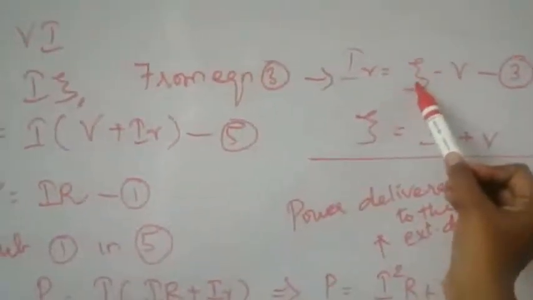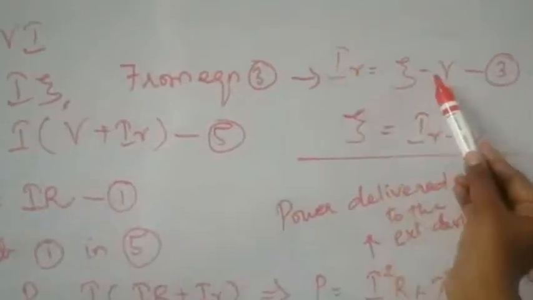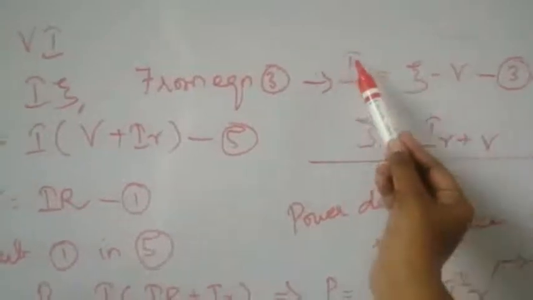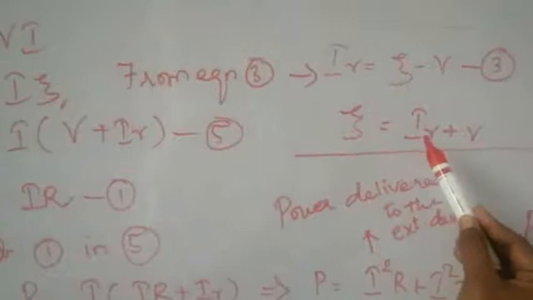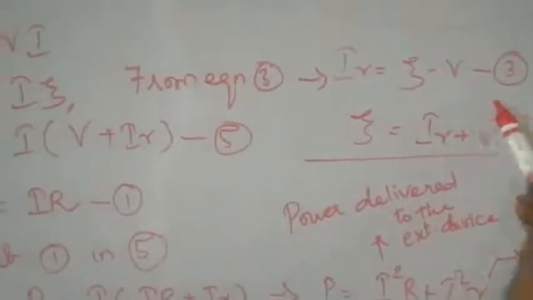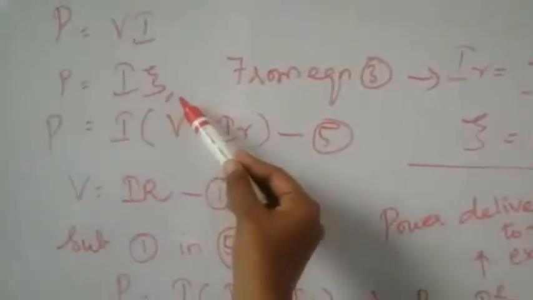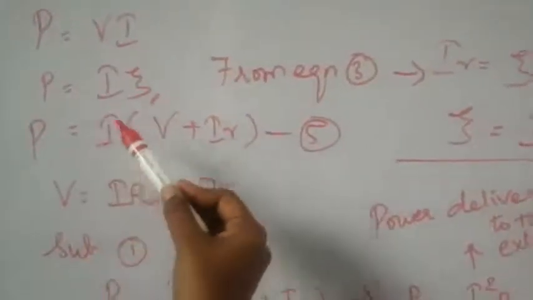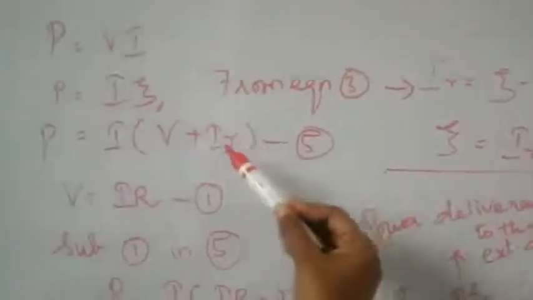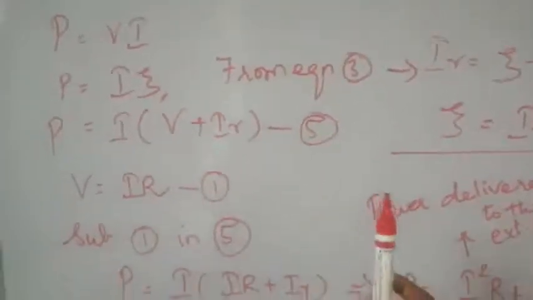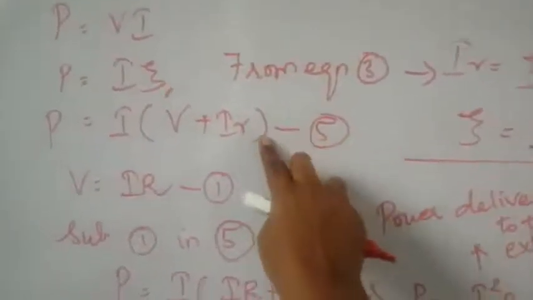So have the psi alone on the left hand side, bring this V to the other side. Here you have minus V. If it is moved to the other side, it becomes plus V. So psi is equal to IR plus V. So I'm going to replace the psi value as IR plus V in this equation. Then power P is equal to I into, instead of this psi, V plus IR. So let this be equation number 5.